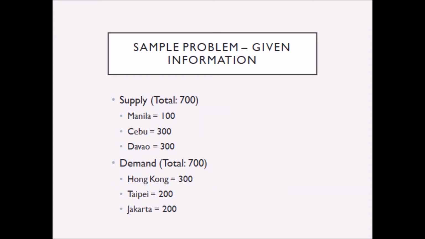Now, we have a sample problem with the following given information. We have a supply total of 700 where the sources are from 1. Manila of 100 units, 2. Cebu of 300 units of supply, and 3. Davao for 300 units of supply. The demand is also 700, which means the supply and demand for this problem is equal. And the demand comes from, or the destination points are, Hong Kong for 300 units, Taipei for 200 units, and Jakarta for 200 units.